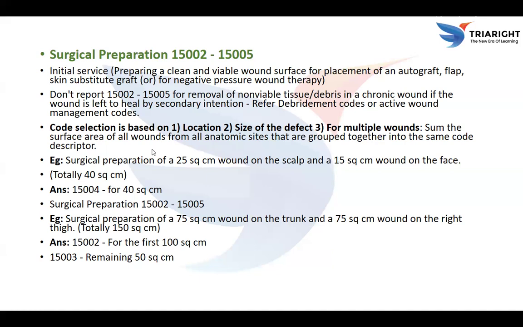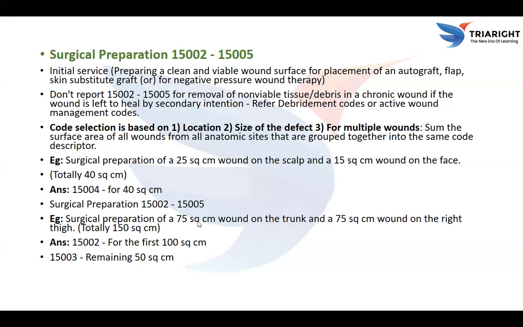So what is the important coding rule here? You have to add the wound sizes only when the locations are grouped in the same code descriptor. Do not add the areas from unrelated code groups. Here's an example. The scalp wound is 25 square centimeter and the face wound is 15 square centimeter. Both belong to the same anatomical group, so you have to sum up and assign the code.